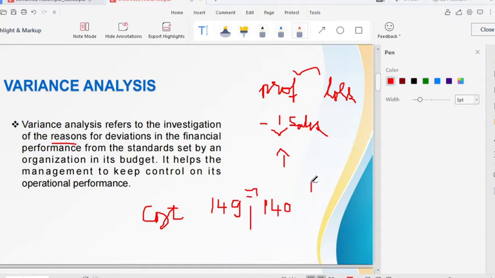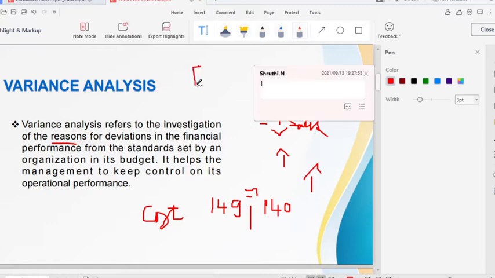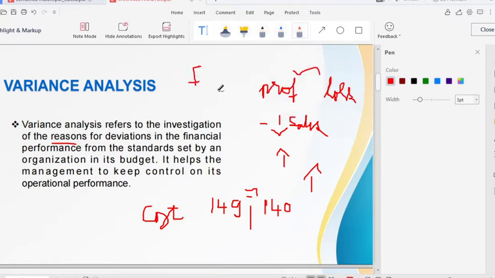Deviations may be positive or negative. If the deviation is positive, then it is denoted by F. F means it is favorable. If it is negative, negative means it is adverse, and adverse is denoted by A. This is the example of the marks I told.